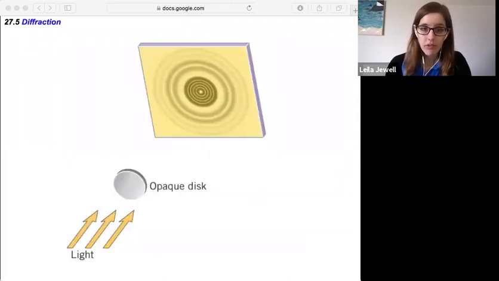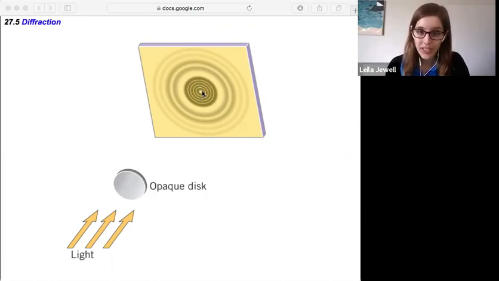A cool thing with diffraction is it doesn't have to just be a vertical slit. You could also do this with a circular opening or even an opaque disc. I would expect if you shine light at an opaque disc, you get a shadow of that disc. And you do get a shadow, but within that shadow, there are regions of constructive interference.